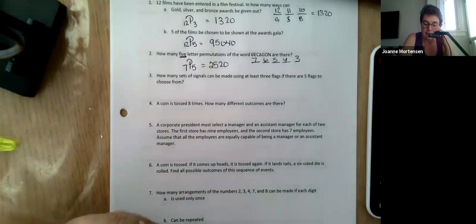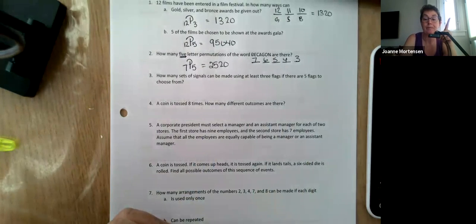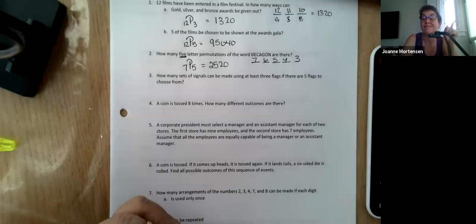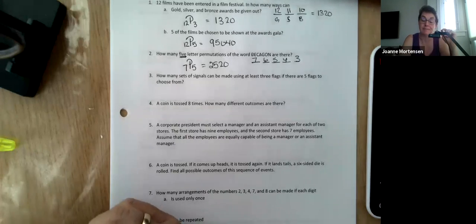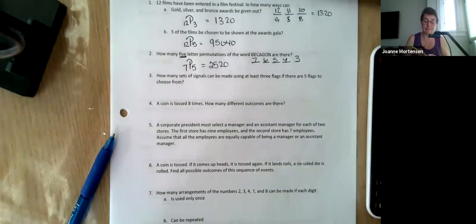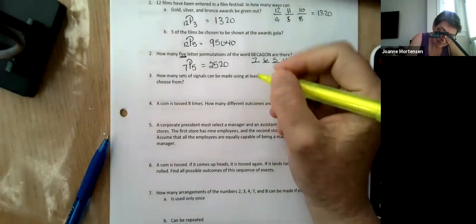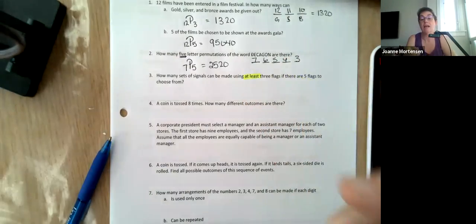All right. How many sets of signals can be made using at least 3 flags if there are 5 flags to choose from? There is a magic word, a pay attention word, something in there. What is the phrase that says this question isn't as simple as it looks? Did you find it? Oh, yeah.